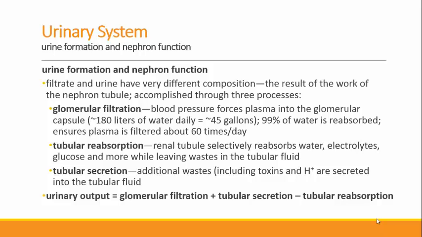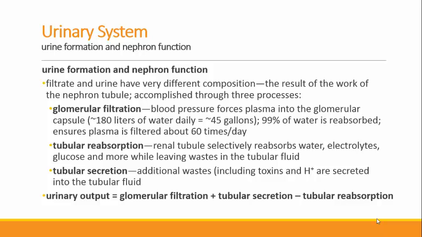So first, here's the overview. There are three processes that are involved in producing urine, and the first is called glomerular filtration. This is the process that squeezes plasma out of the capillaries of the glomerulus. In that process, over the course of a day, we will make somewhere on the order of 180 liters of plasma that gets squeezed out of the blood that comes to the kidney. That's something on the order of 45 gallons every day.